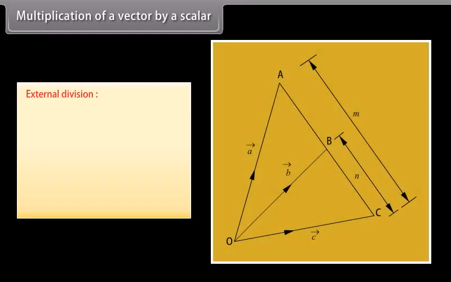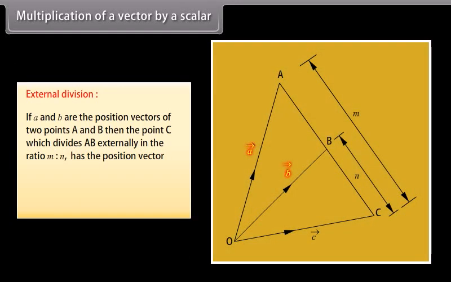External division. If A and B are the position vectors of 2 points A and B, then the point C, which divides AB externally in the ratio m:n, has the position vector C equals m into vector B minus n into vector A by m minus n.